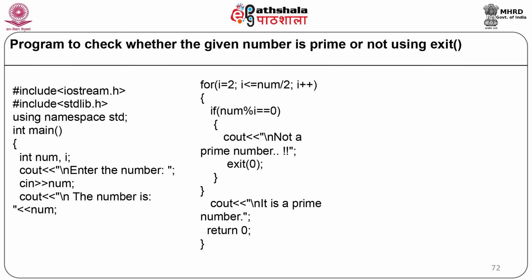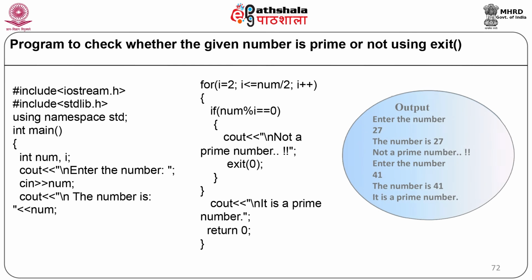When the above program is compiled and executed, it will produce the result: enter the number. If the number is 27, then it will display the message: the number is 27, not a prime number.